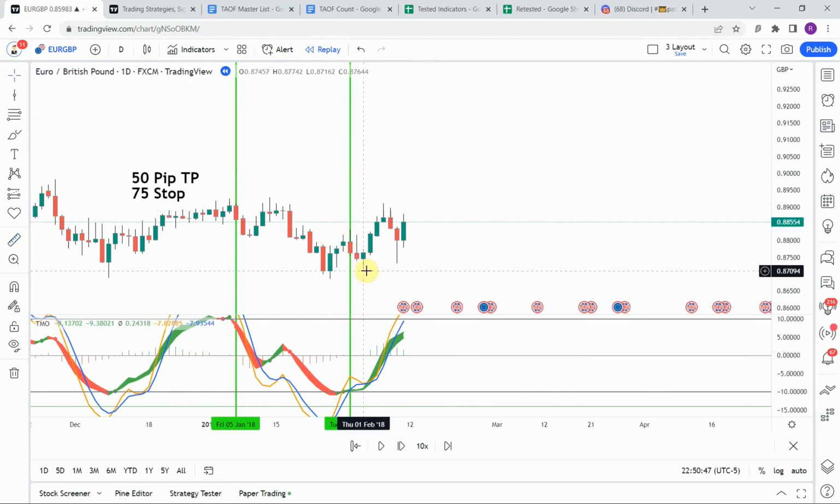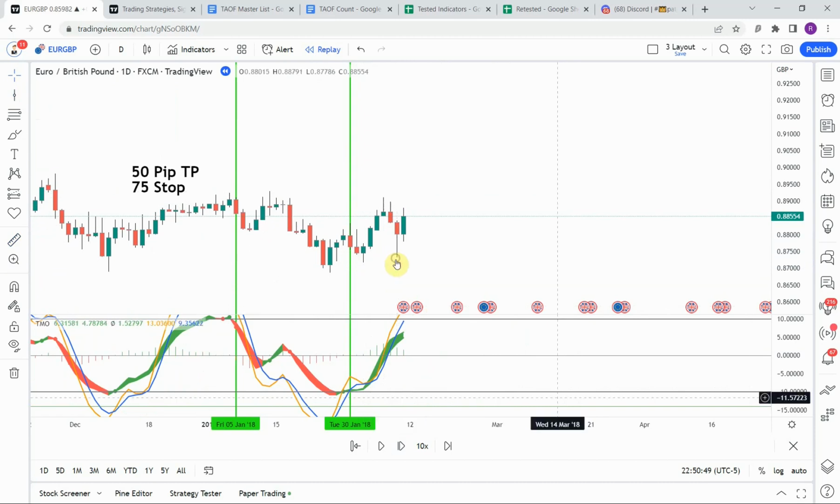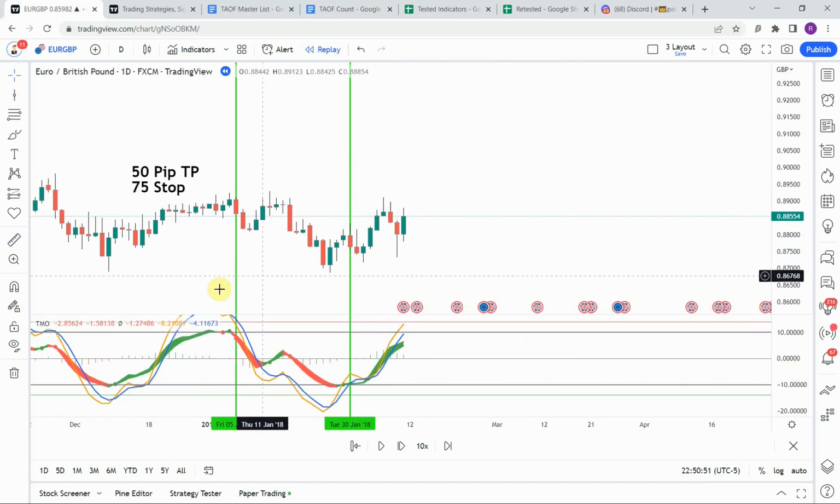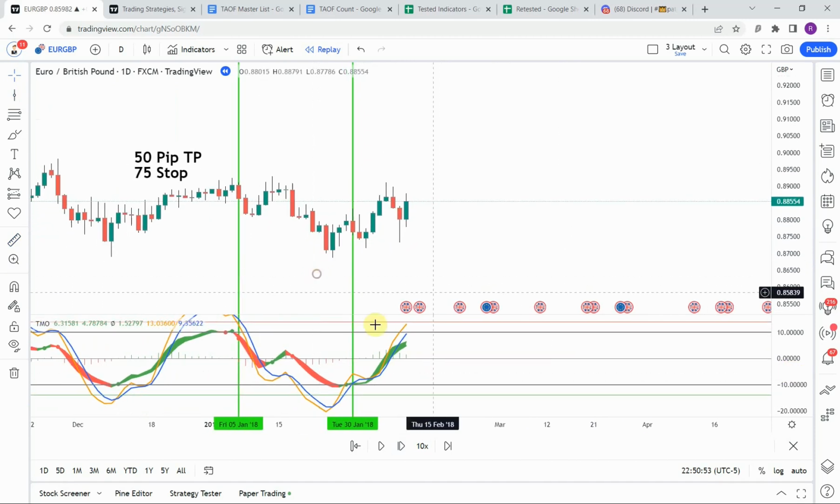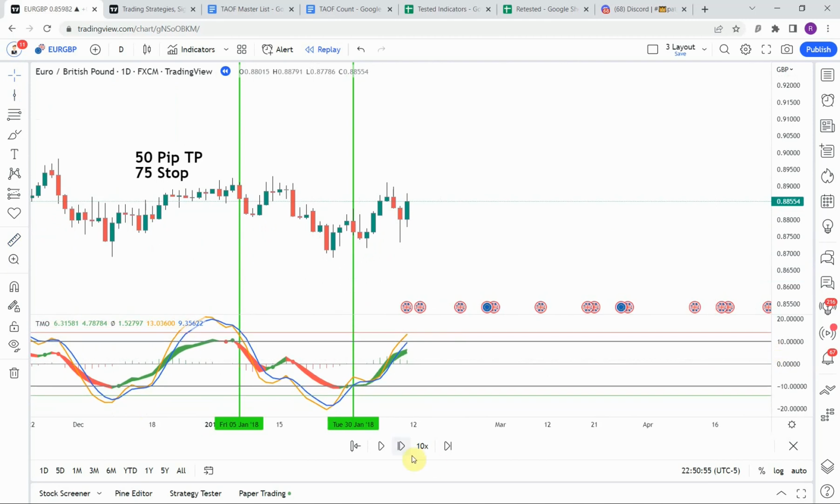All right, so we got a little bounce to the downside and then a nice push to the upside, which got us to our take profit. Let's go ahead and play it forward one more time.